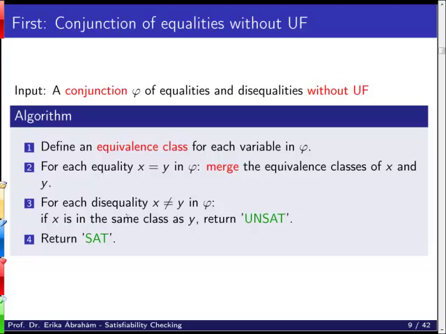So first we start from an initial partitioning in which we define an own equivalence class for each variable which appears in an equation or inequation. Then for each equality, we merge the equivalence classes. And now we have built the transitive closure. And then for each disequality, we check if the intersection is empty. That means if they are in the same class. If they are in the same class, then we return unsatisfiable. And if they are not in the same class, then we return satisfiable.